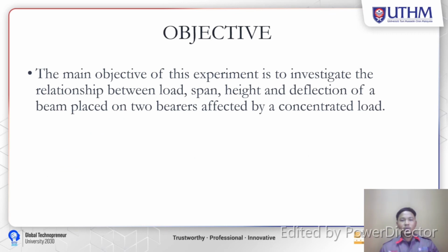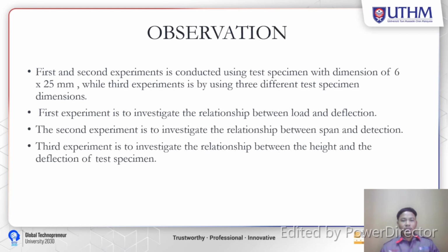Now I will go to the objective. The main objective of this experiment is to investigate the relationship between load, span, height, and deflection of a beam placed on two bearers affected by a concentrated load. In observation, the first and second experiments are conducted using a test specimen with dimension of 6 times 25 mm, while the third experiment is by using 3 different test specimen dimensions.